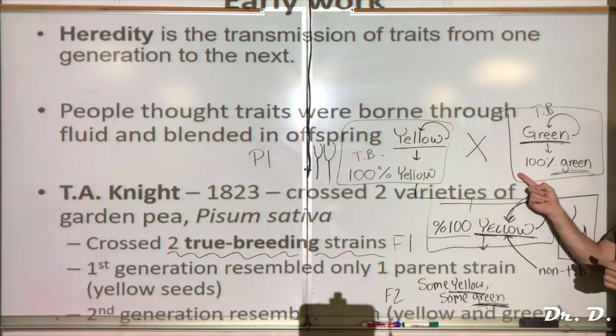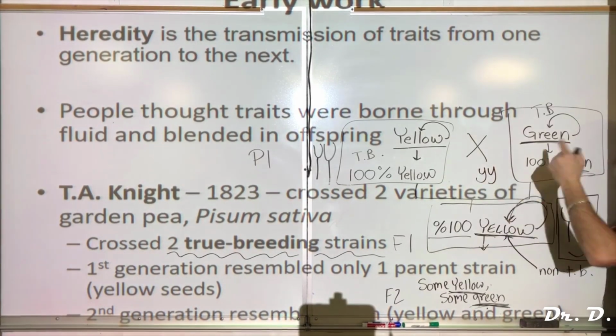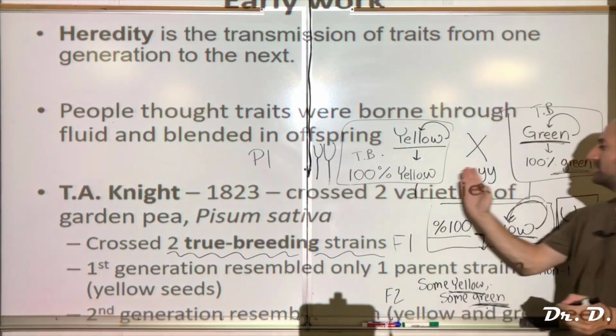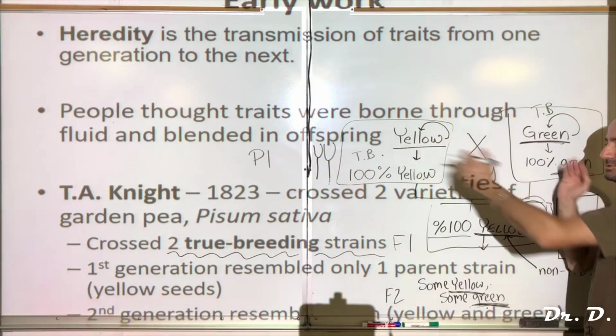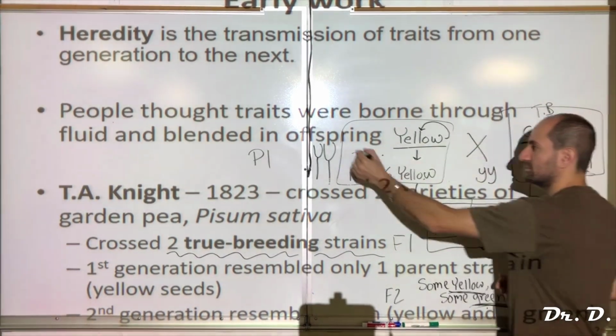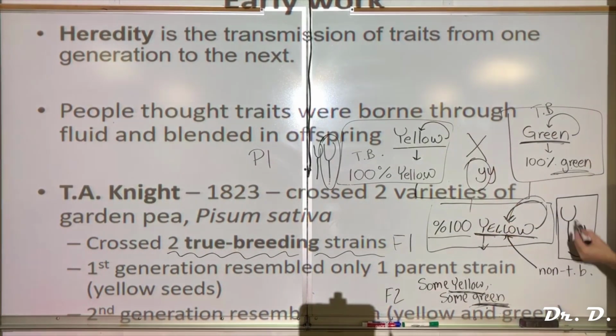And what about this one? This parent would be little y, right? Green, green. This parent was yellow, yellow. This parent was green, green. That's why they're called true breeders. When they have offspring, this parent gives yellow information, this parent gives green. So this offspring must have been yellow and green, and there you go.